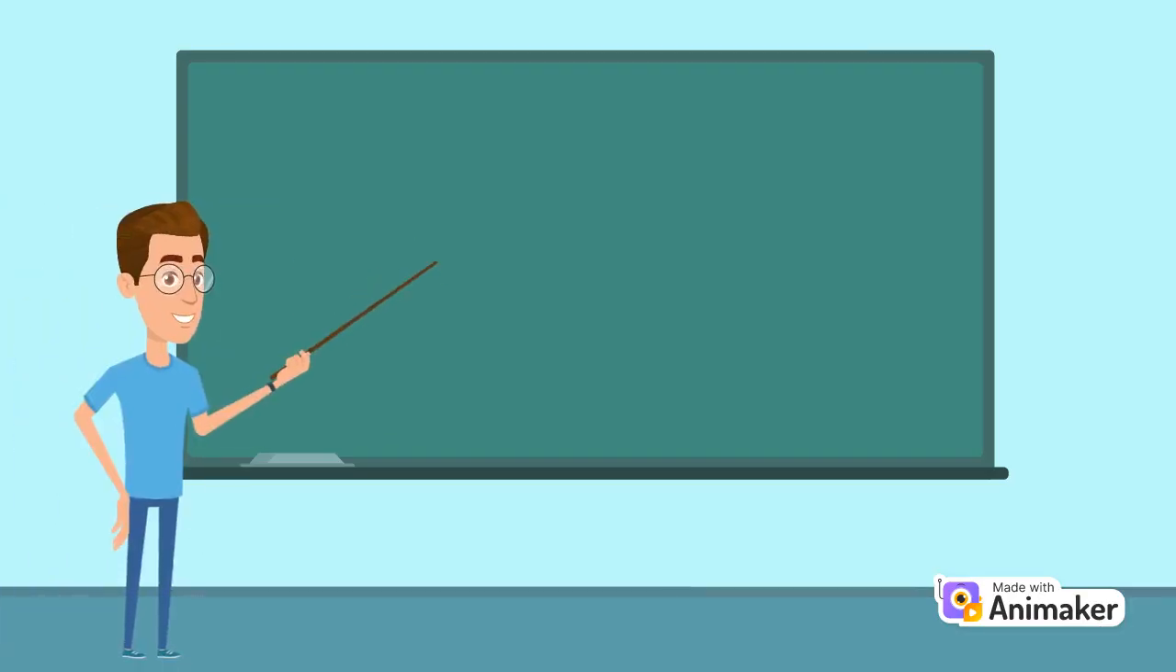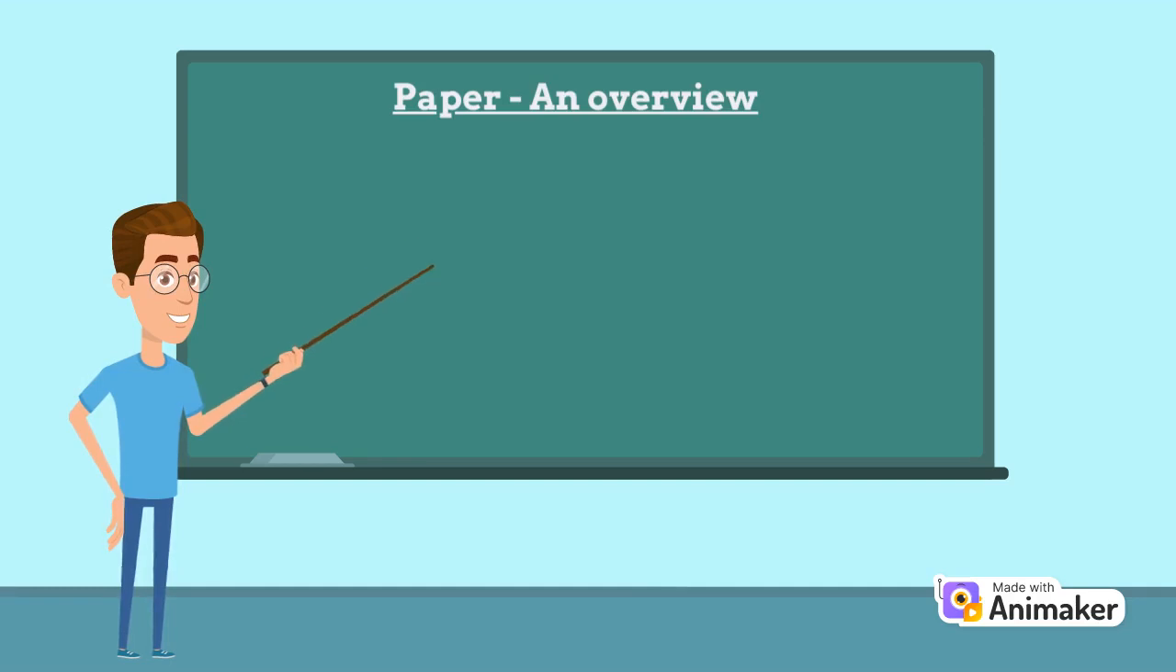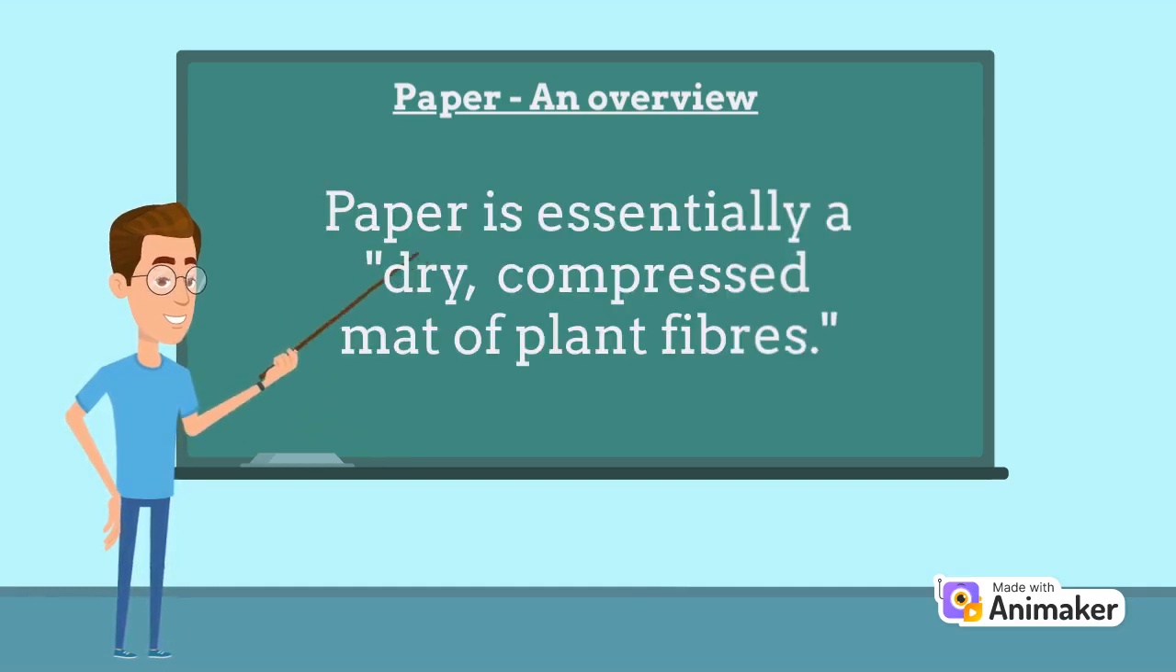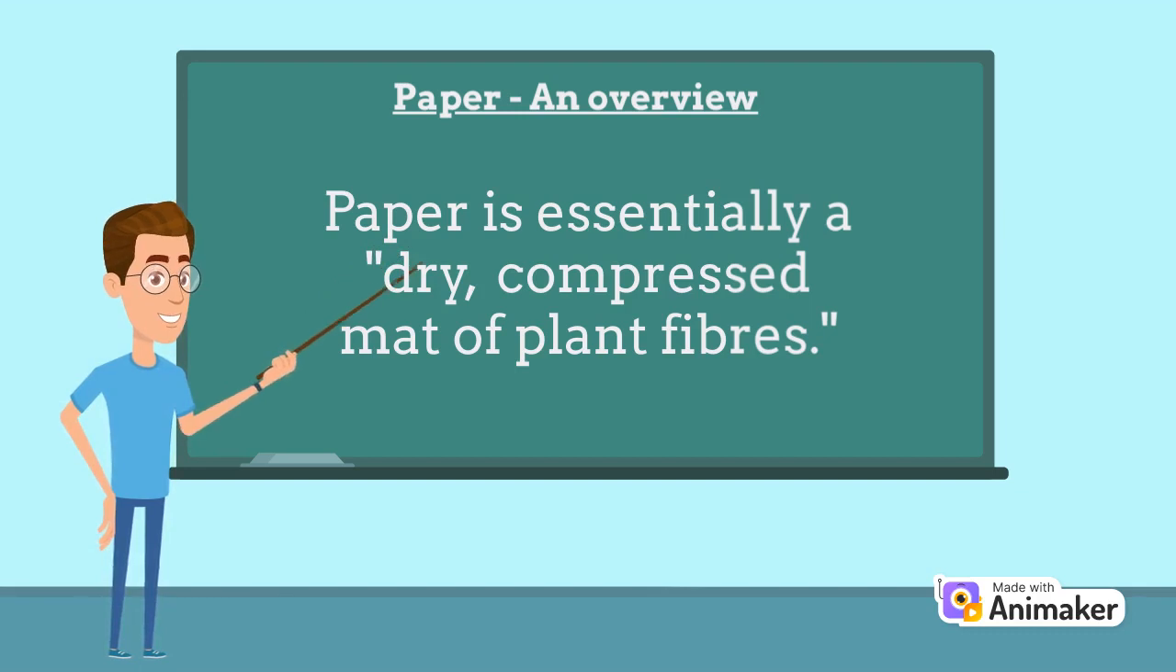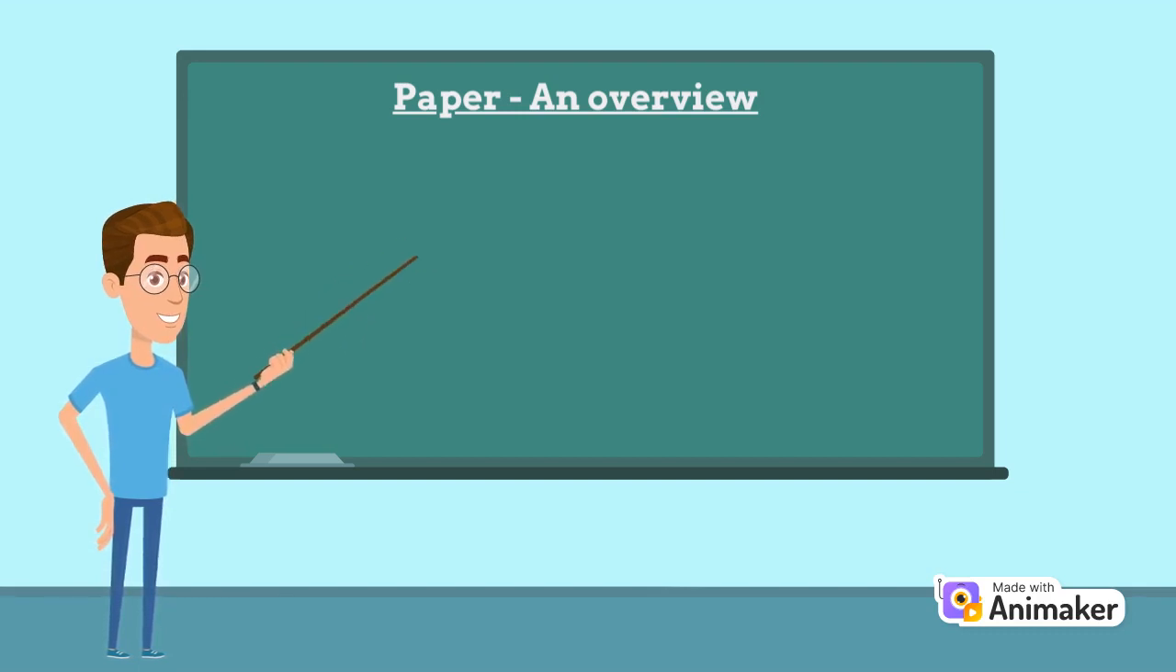Hello again. I realize that in order to understand the solution and the problem this video is about, we must first take a look at paper. Yes, you heard it right, paper. Let's jump right on. So if we were to define paper, I would say that paper is essentially a dry, compressed mat of plant fibers. How so? Let's have a closer look.